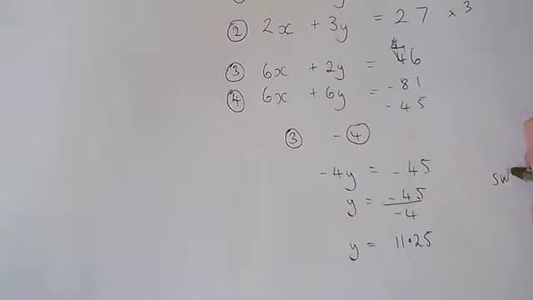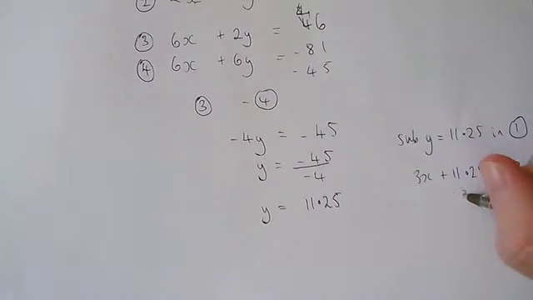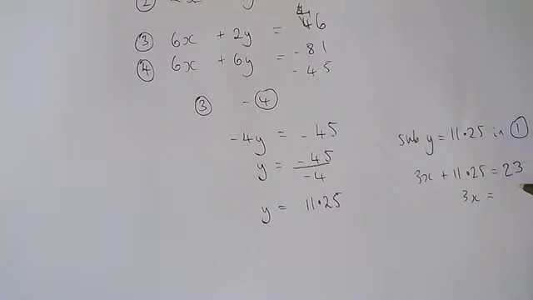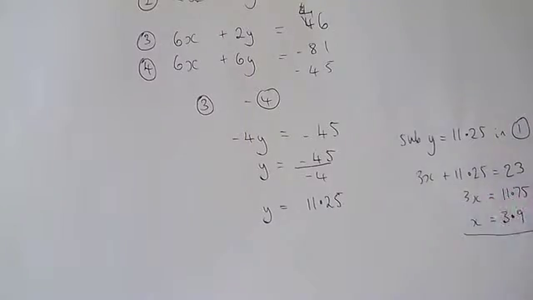So I'm going to say sub y equals 11.25 in 1. So I get 3x plus 11.25 equals 23. See what I'm doing there. I'm going to take the 11.25 over, so I get 3x is equal to 11.75. And then 3 goes into that 3.9 times. I'm just going to leave it as 3.9, so there's my two answers there.